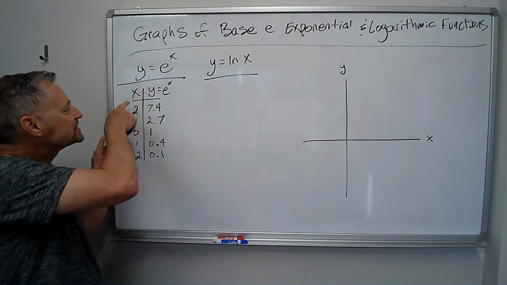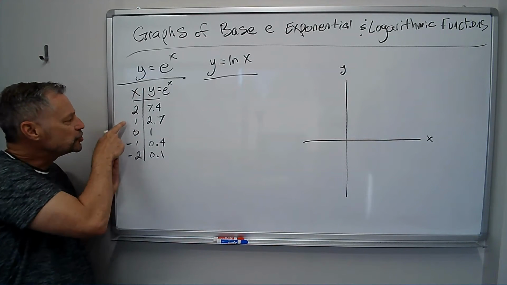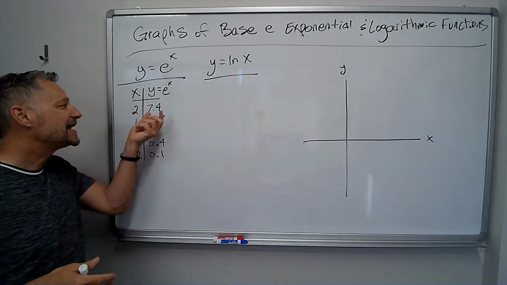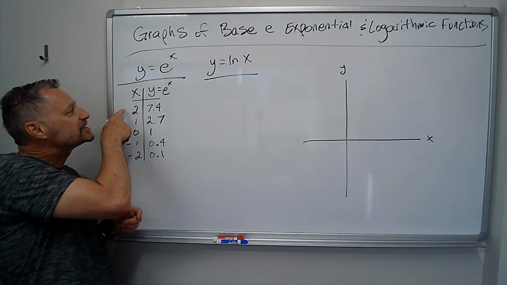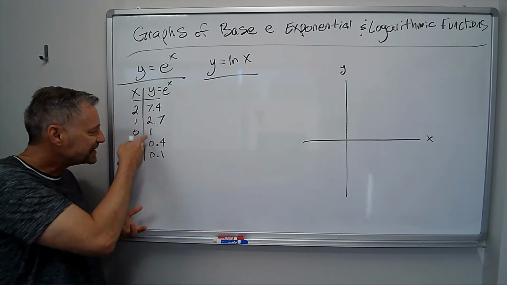So what I've done is I've plugged in some values for x, for y equals e to the x. So x is 2, 1, 0, -1, and -2. I used my calculator. These numbers are rounded to one decimal place. So e to the second power is about 7.4. e to the first power is about 2.7, etc.